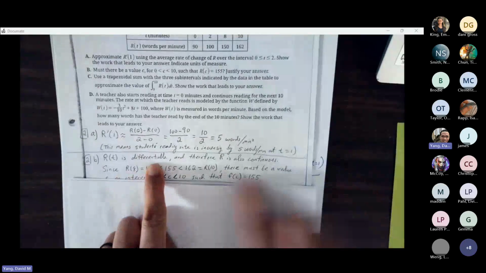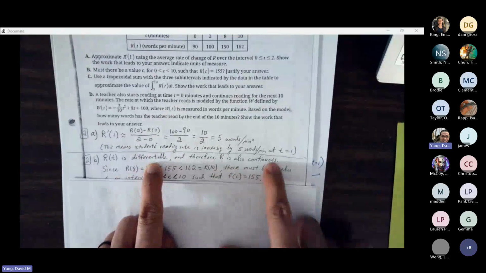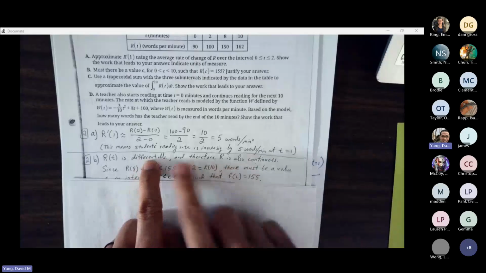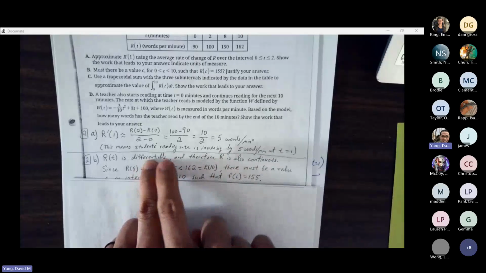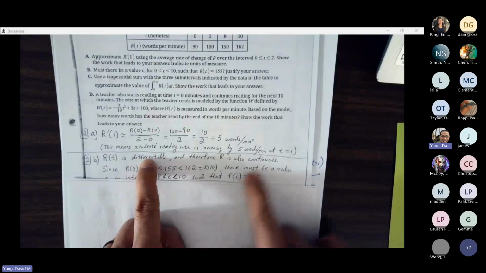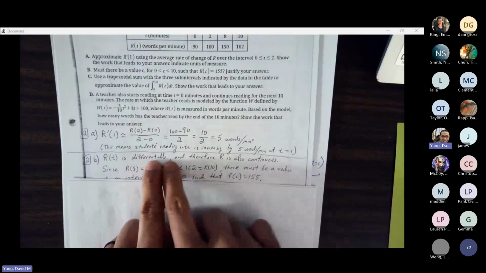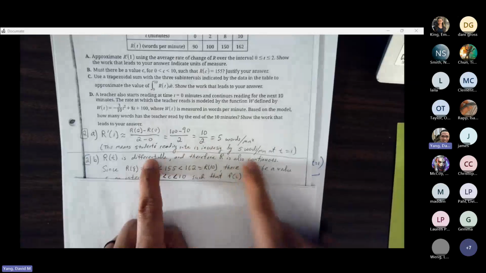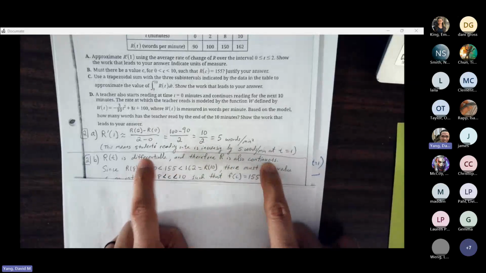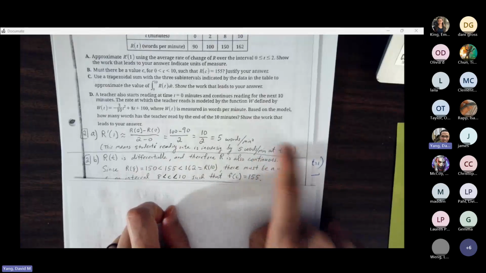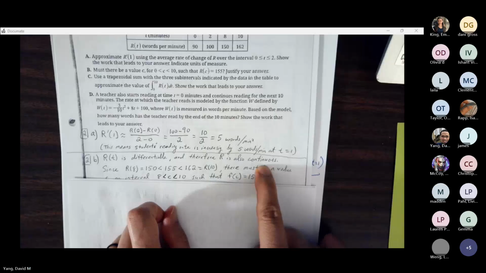For part B, I can say R of t is differentiable and therefore continuous. We do want to establish continuity, but because they're giving us a differentiable statement, we have to show that we understand it. Even though we don't need differentiable as a condition, that's the starting point, and we're connecting this word with continuity. If you're telling me that it's differentiable, then I know that my condition of continuity will be met.